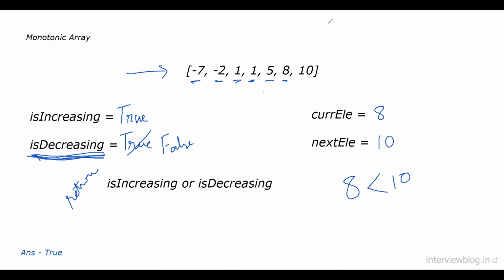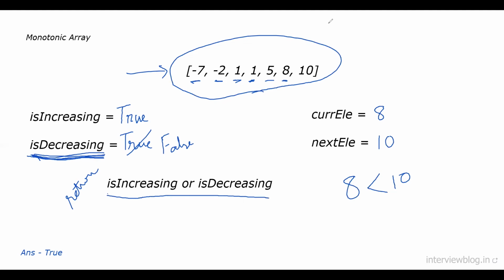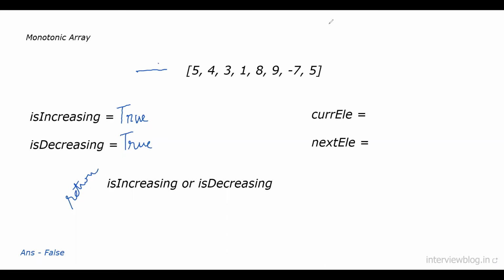Now, since we have visited all the elements of the given input array, we will be returning is increasing or is decreasing. That is, we'll be returning true or false, which implies that our solution to this problem would be true. So hope you understood this test case. Let us now discuss another test case. So let us now consider this test case.